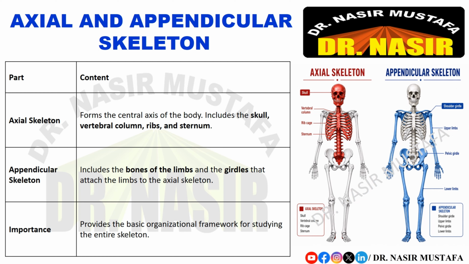Axial and appendicular skeleton. For anatomical study, the skeleton is divided into two major parts, the axial skeleton and the appendicular skeleton. The axial skeleton forms the central axis of the body. It includes the skull, vertebral column, ribs, and sternum. The appendicular skeleton consists of the bones of the limbs and the girdles that attach the limbs to the axial skeleton. This distinction is extremely important because it provides a basic organizational framework for studying the entire skeleton.